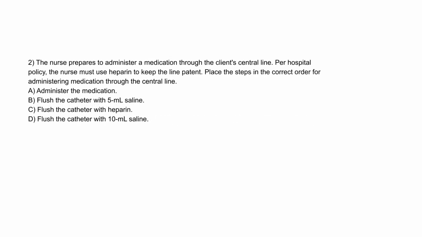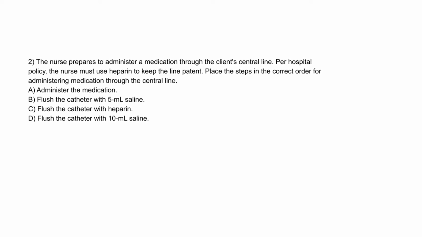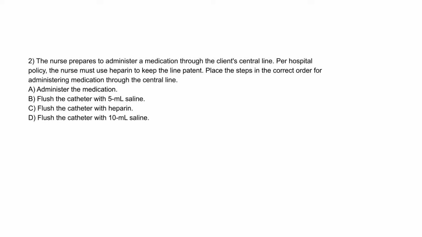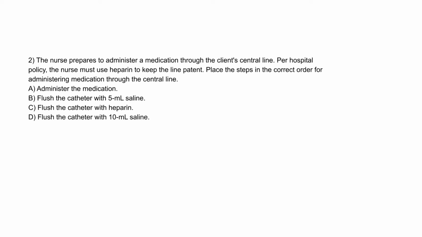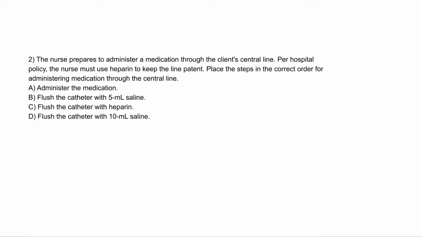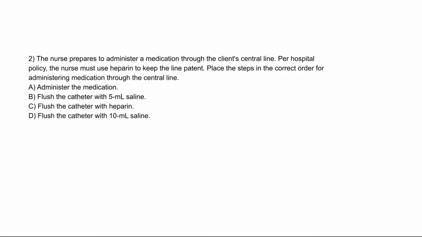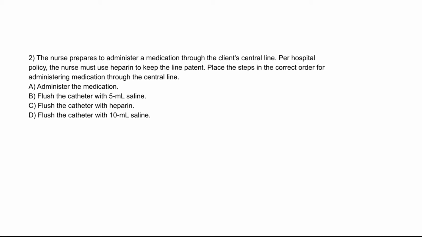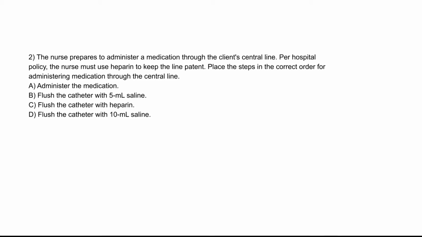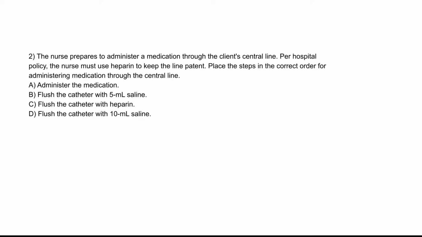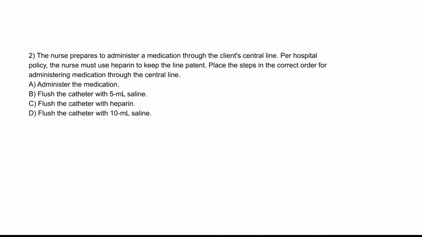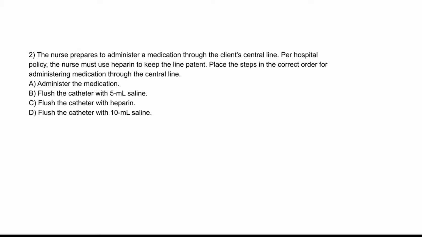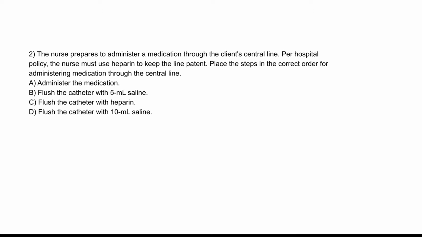2. The nurse prepares to administer a medication through the client's central line. Per hospital policy, the nurse must use heparin to keep the line patent. Place the steps in the correct order for administering medication through the central line. A. Administer the medication. B. Flush the catheter with 5 ml saline. C. Flush the catheter with heparin. D. Flush the catheter with 10 ml saline.